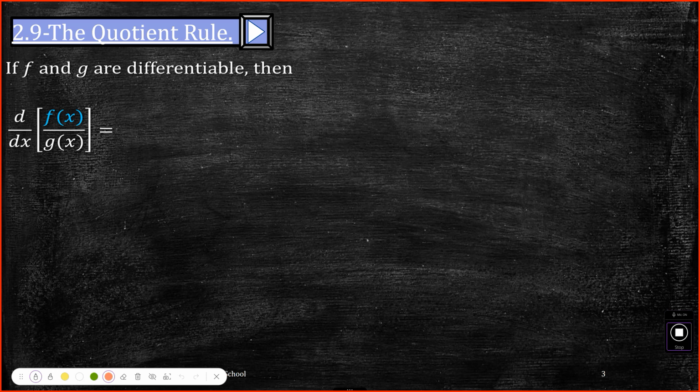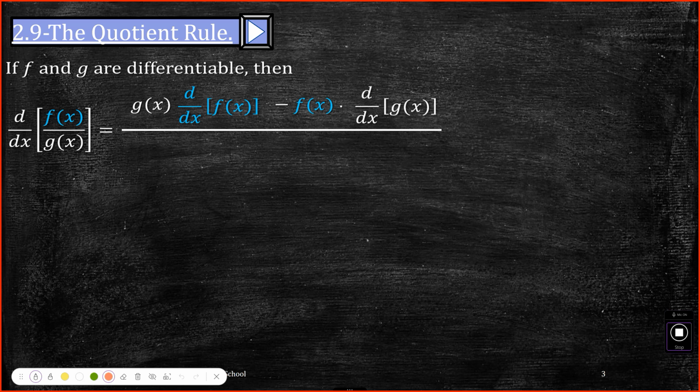I remember it as the bottom function times the derivative of the top function, minus the top times the derivative of the bottom function, all over the bottom function squared.